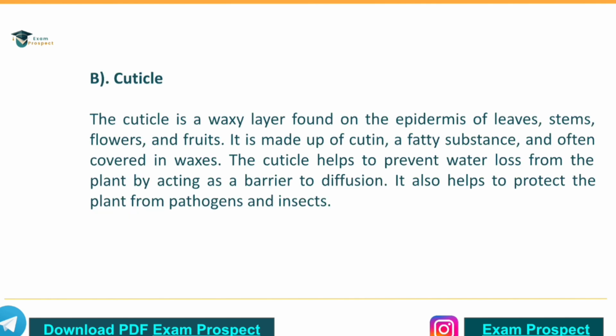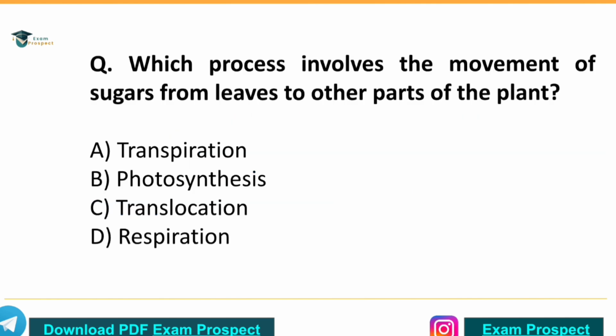Here, the cuticle is a waxy layer found on the epidermis of leaves, stems, flowers, and fruits. It is made up of cutin, a fatty substance, and often covered in waxes. And the cutin helps to prevent water loss from the plants by acting as a barrier to diffusion. It also helps to protect plants from pathogens and insects.